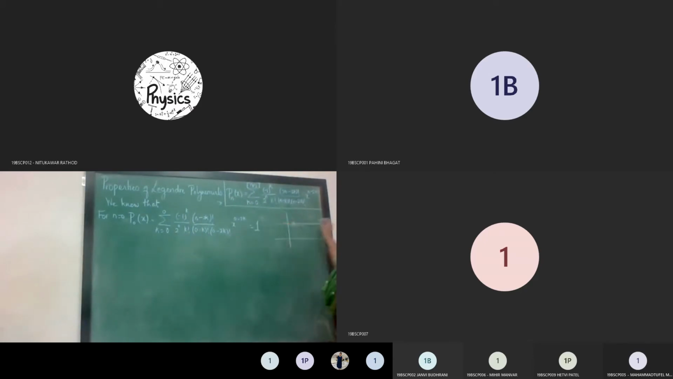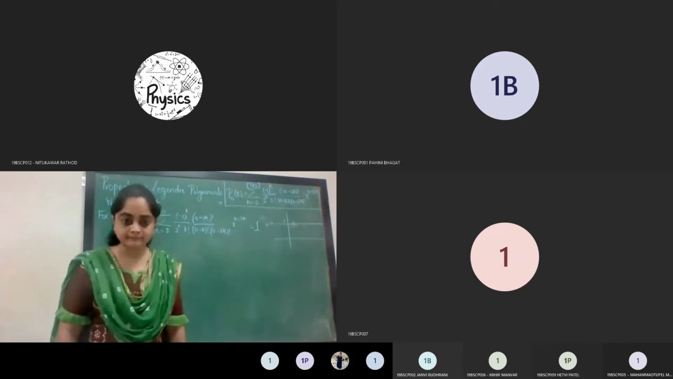So suppose this is 1. For any x values you choose, the Legendre polynomial will always give you 1 when n is equal to 0, that means a constant line. Is that clear?